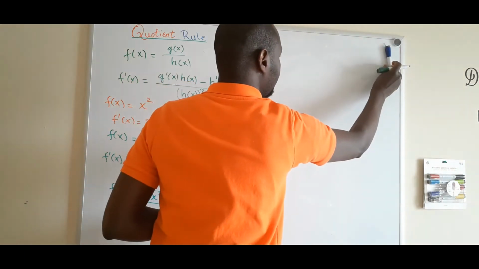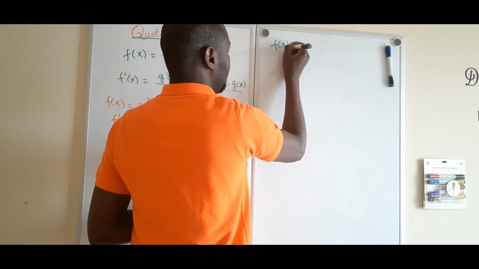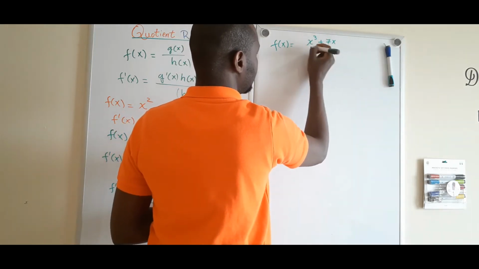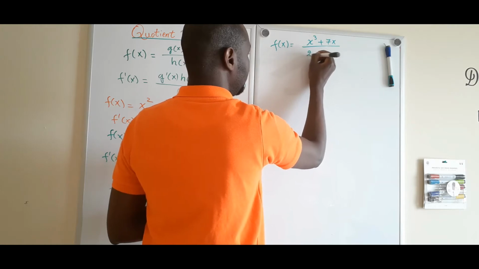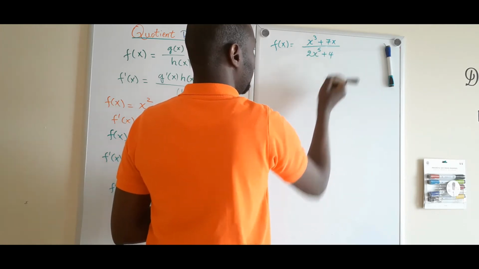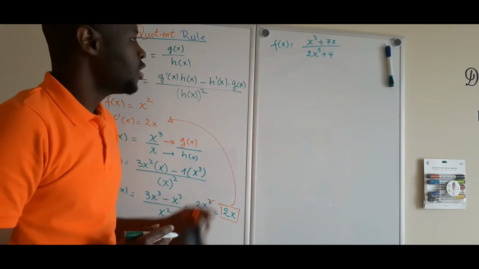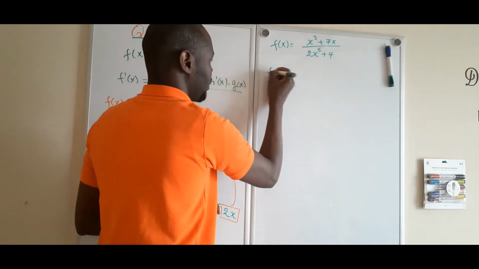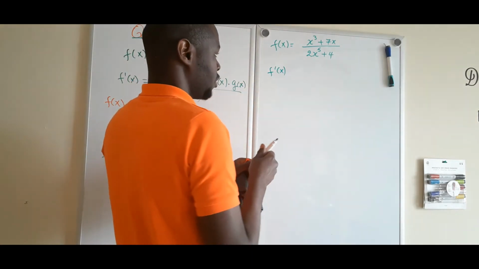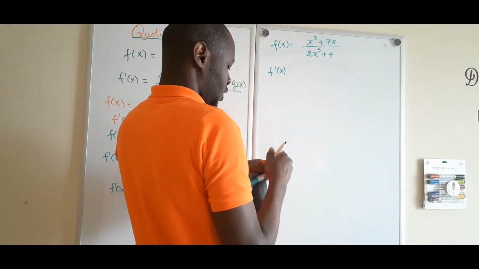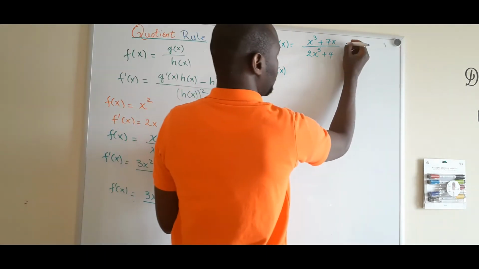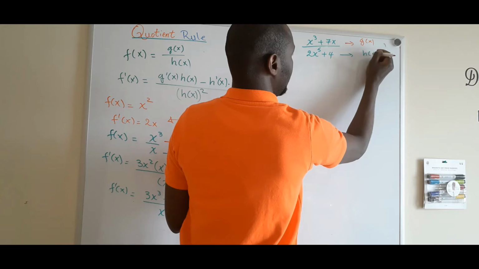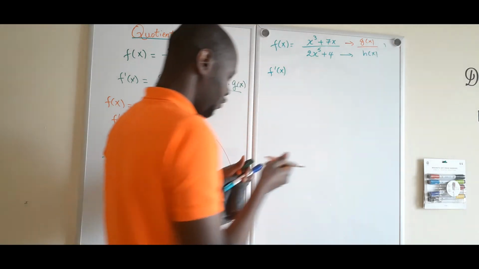Now let's do one more example. Let's say f of x equals x cubed plus 7x divided by 2x to the power 5 plus 4. Don't be intimidated by this. All you have to do is apply this formula right here. So what's f prime of x going to be? It's always good practice to start by naming our g of x and h of x. So I will call this one my g of x, and I will call this my h of x. So g of x over h of x.